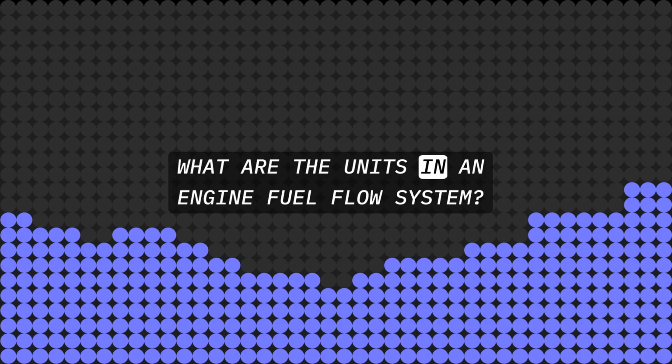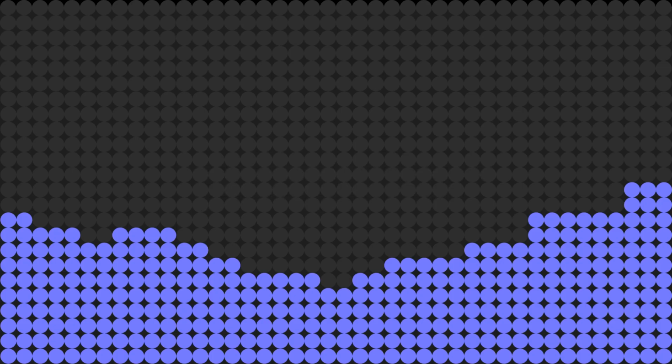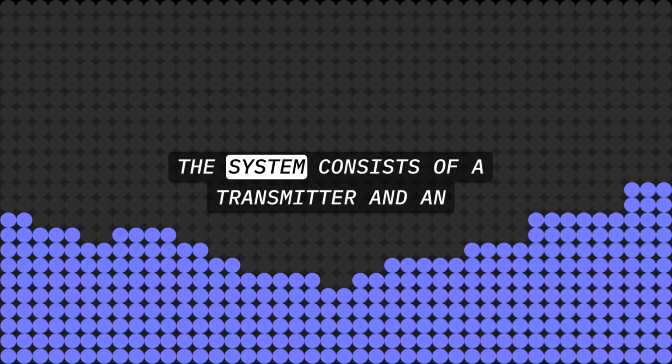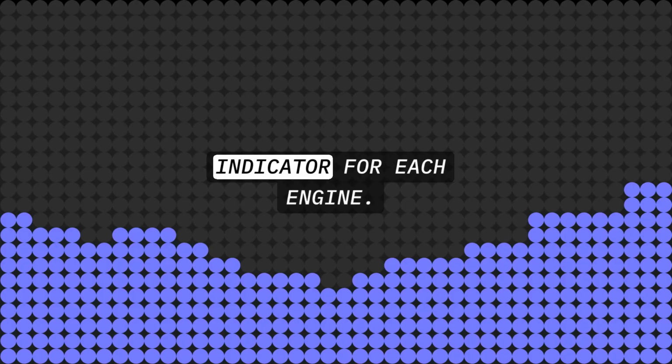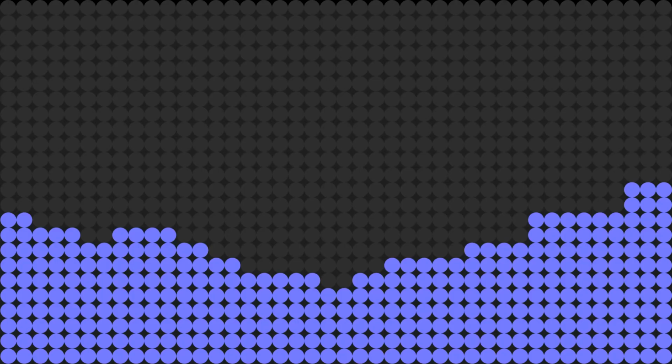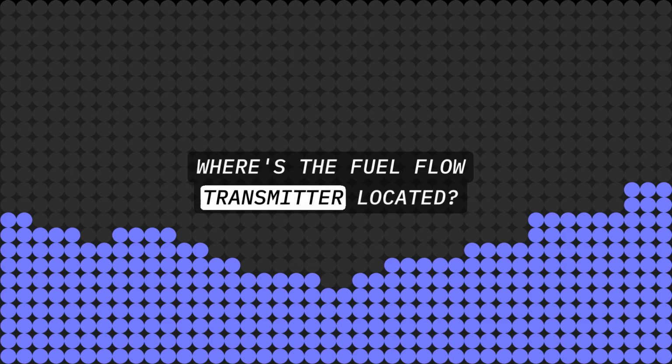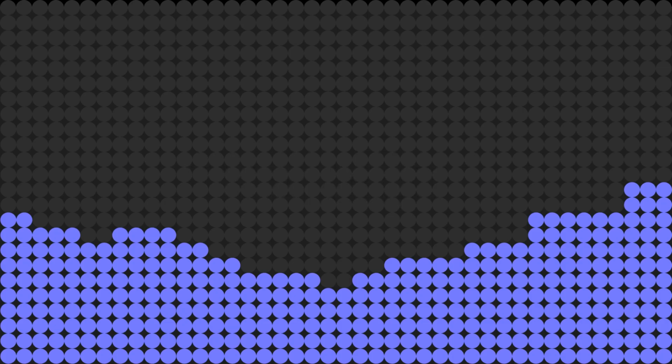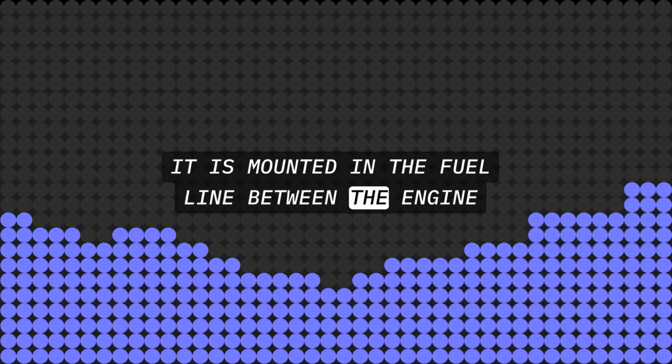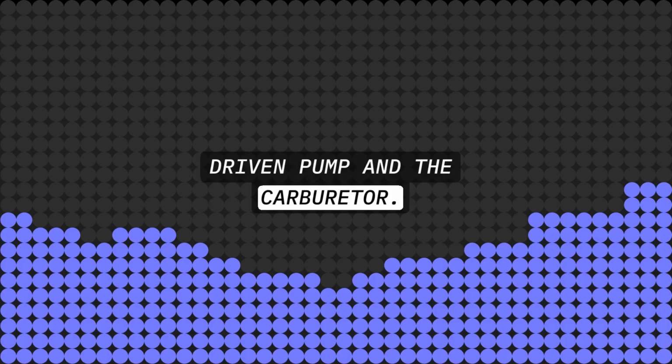What are the units in an engine fuel flow system? The system consists of a transmitter and an indicator for each engine. Where's the fuel flow transmitter located? It is mounted in the fuel line between the engine-driven pump and the carburetor.